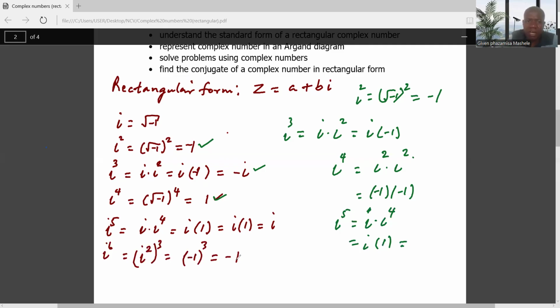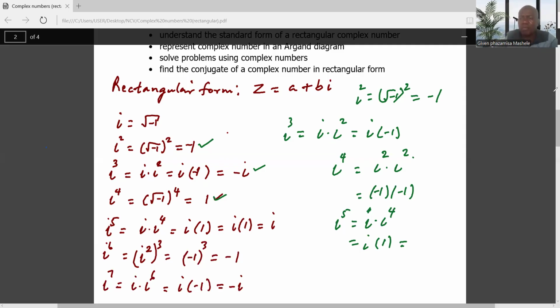Then now, again, how about i to the power of 7? i to the power of 7 is i multiplied by i to the exponent of 6, which is i times -1, which is just -i. So it's very important for you to be able to know this, ladies and gentlemen.